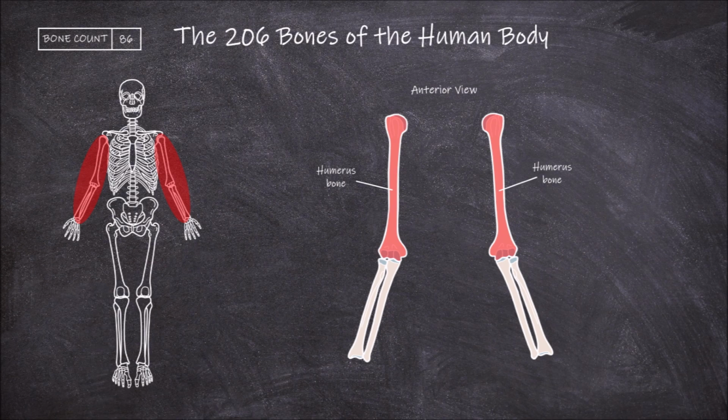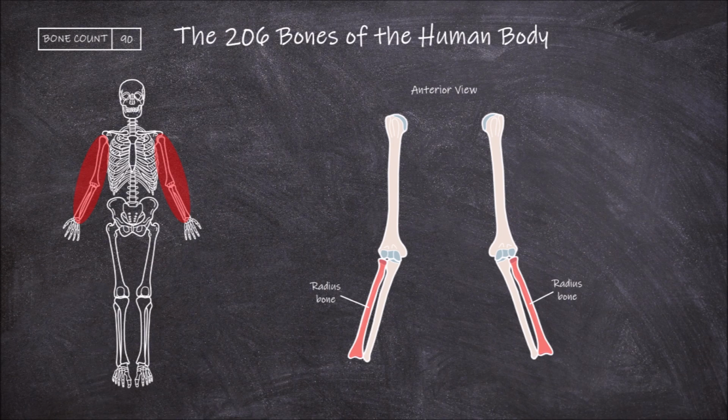Next up are the 2 ulnar bones, one on the medial side of each forearm. This takes the total of bones now up to a total of 88 bones. Next up are the 2 radius bones, one on the lateral side of each forearm. This takes us up to a total of 90 bones.